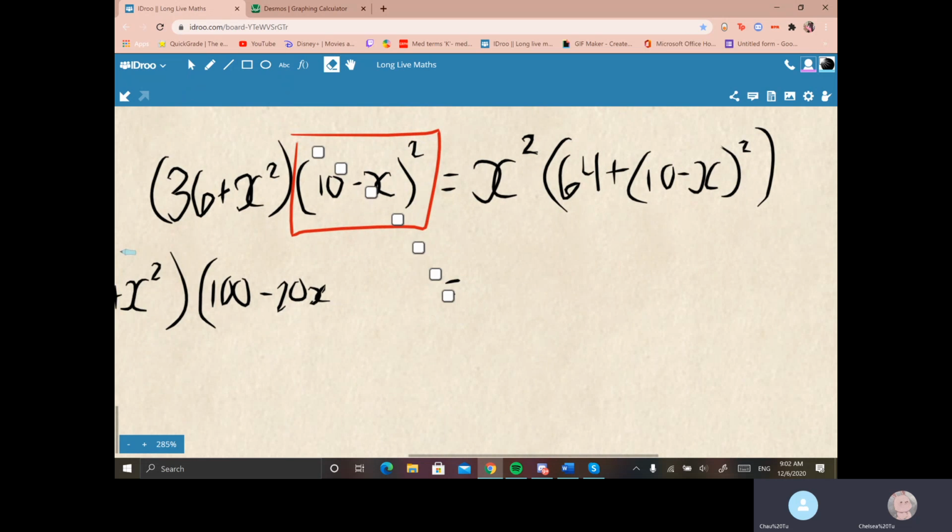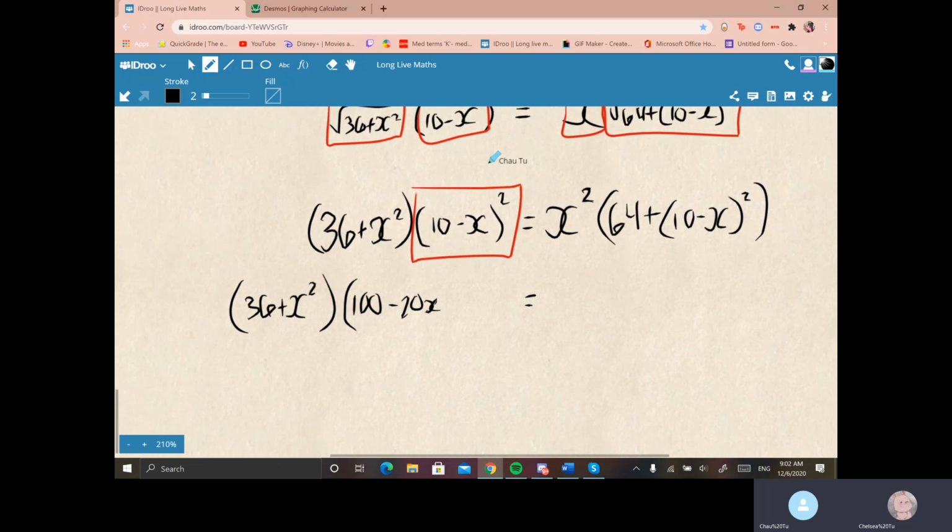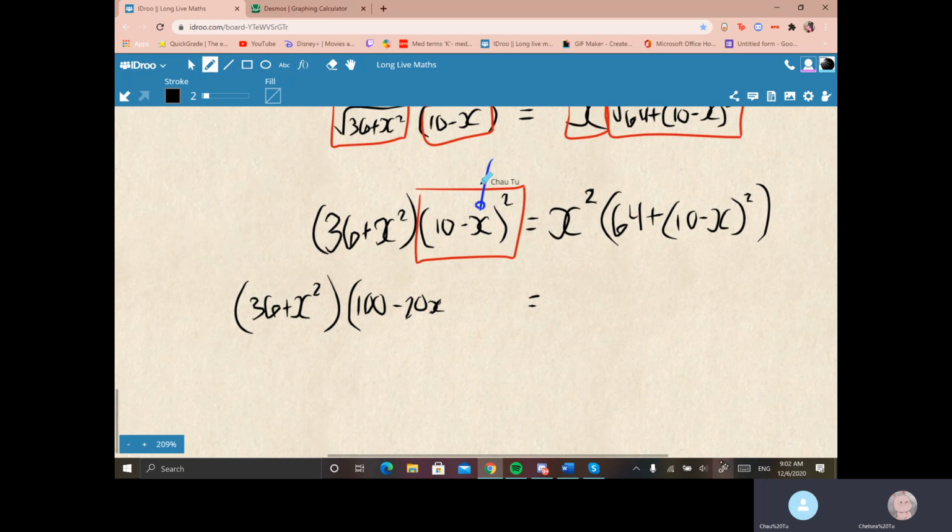Yeah. And what about negative x times negative x, Joseph? Hey, how do you get 2x? Because 10 minus x times 10 minus x, when you get this times this, what does that give you?